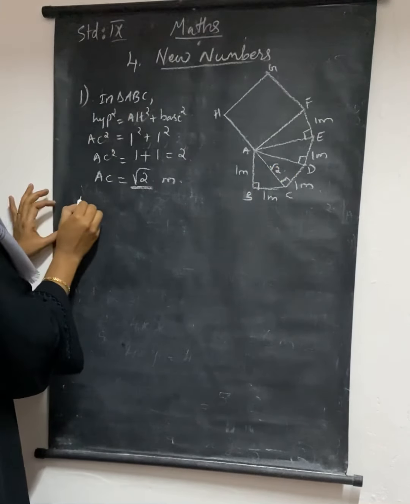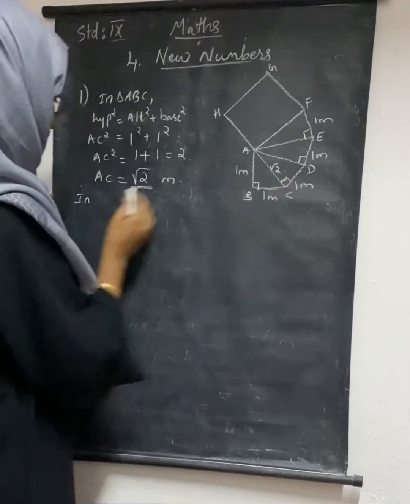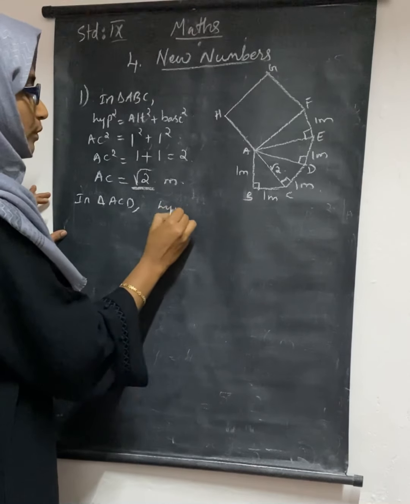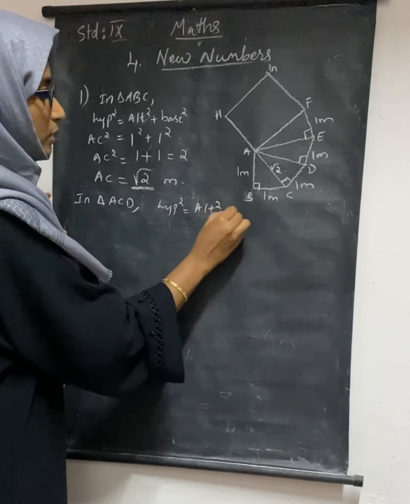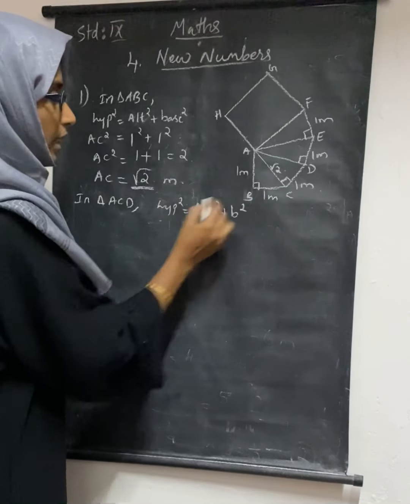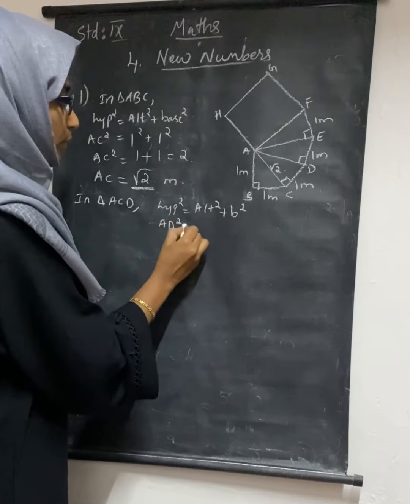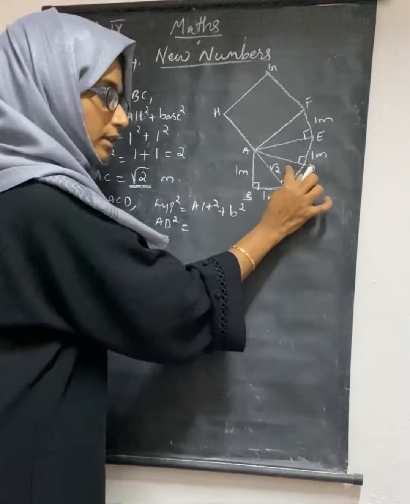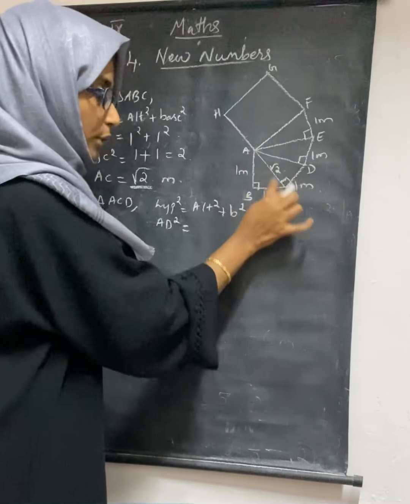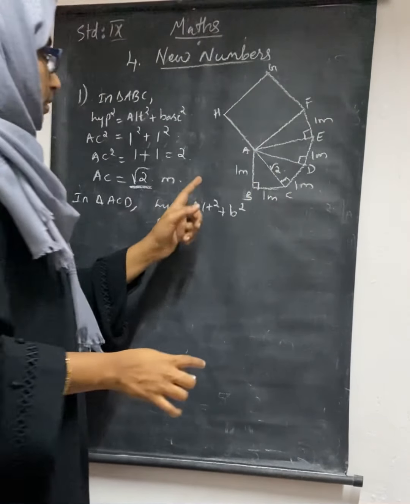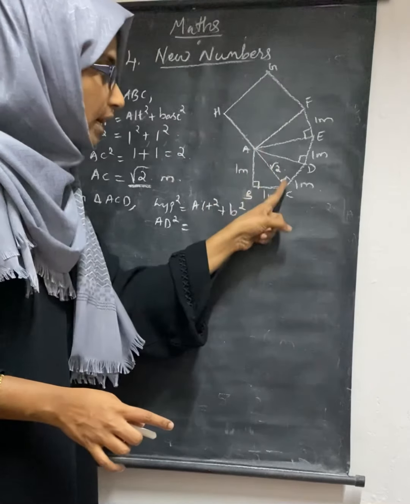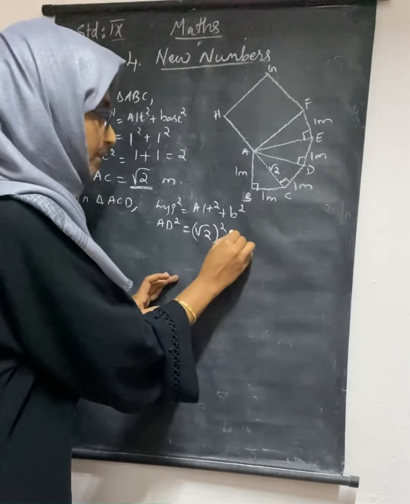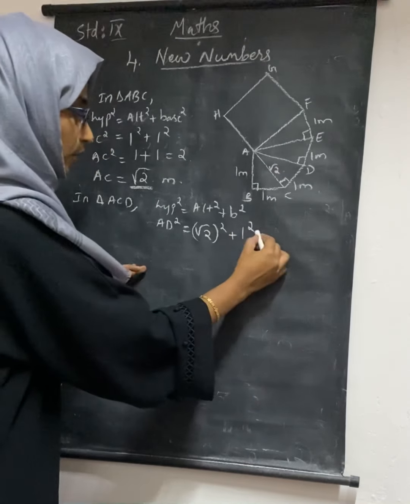Now in the next triangle, ACD. In triangle ACD, same way, same formula, hypotenuse square is equal to altitude square plus base square. Now, hypotenuse is what? AD. AD square is equal to, altitude is what? Just now we got it, that is previously a hypotenuse, but in this triangle, sorry, here in this triangle, this will be the altitude. So this square root 2 you have to put here. Plus base is what? 1 square. So that you can write it here.